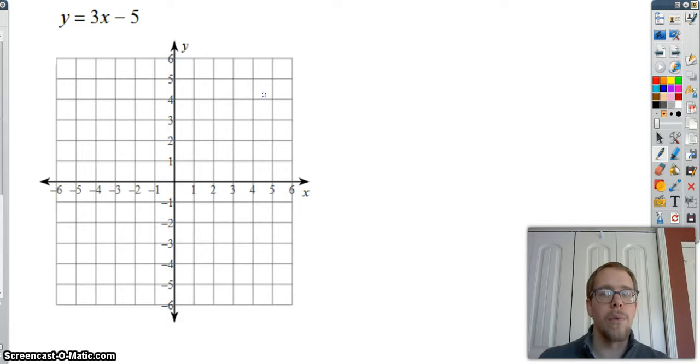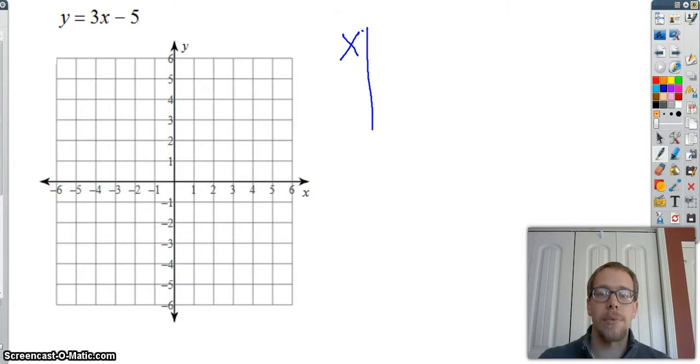Let's do a couple more graphings of linear functions. If you'd like to pause the video now, go ahead and do so. I'm going to go ahead and create an input-output table for this linear function. Notice here's my slope of 3, and notice there's my y-intercept of -5. So let's go ahead and create an input-output table. Again, if you want to do this one on your own without seeing me do it, go ahead and pause the video.